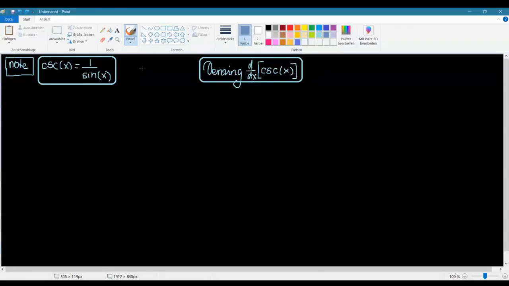Today we are going to derive cosecant x. Now the first thing that we want to note is that we're going to prove it. Deriving it and proving it, finding it, proving it, it's the same thing really. So we're going to prove it by using the reciprocal of cosecant x, which is 1 over sine x.